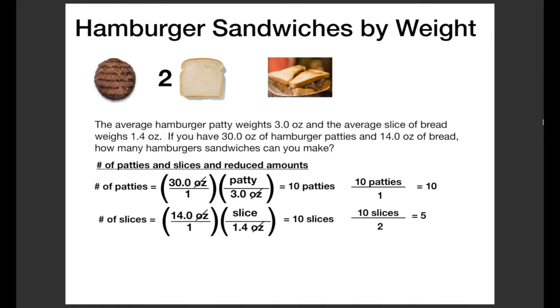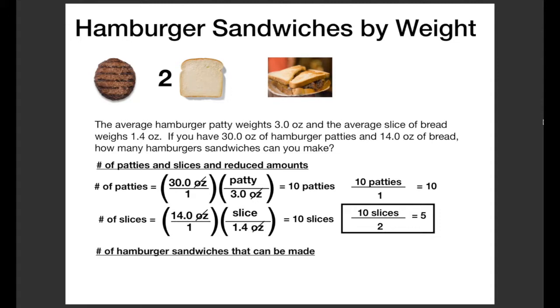10 slices divided by its stoichiometric coefficient, 2, equals 5. 5 is less than 10, therefore our bread slices represent our limiting reagent. That's the reduced amount that we're going to use as we go forward in the problem.